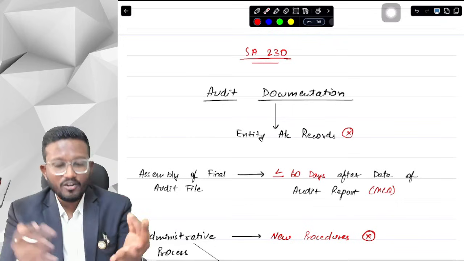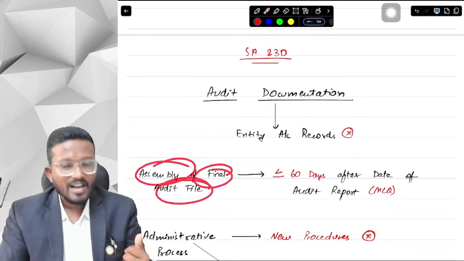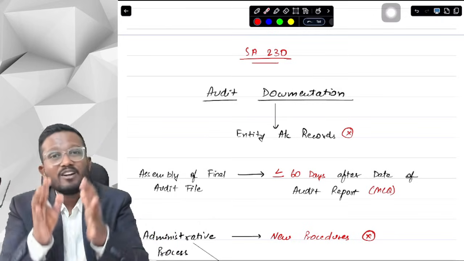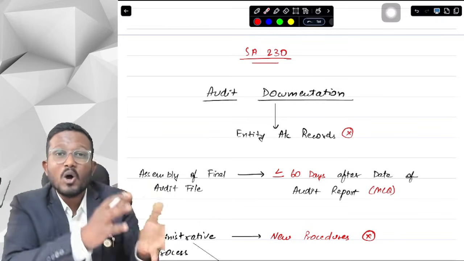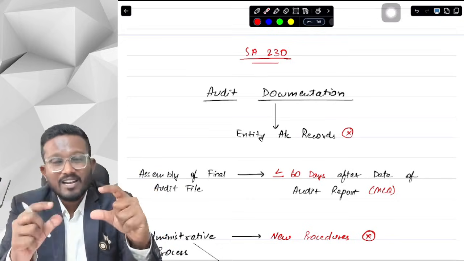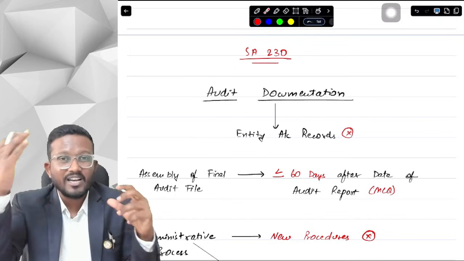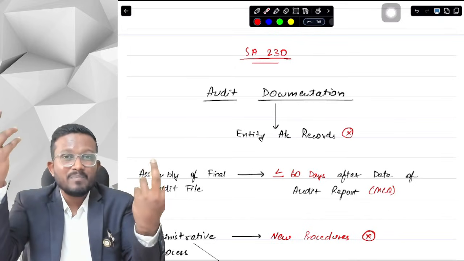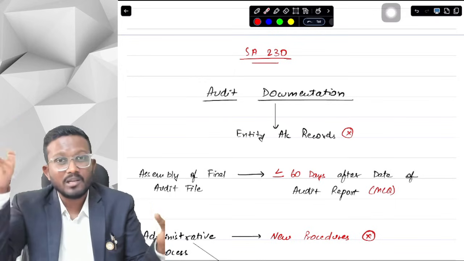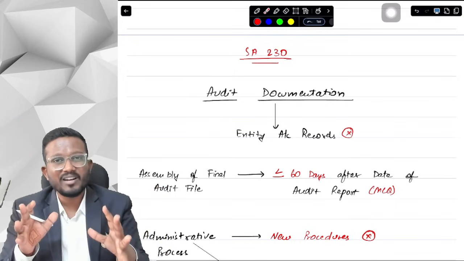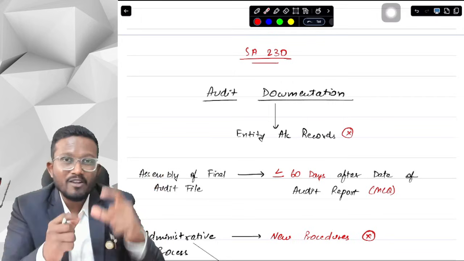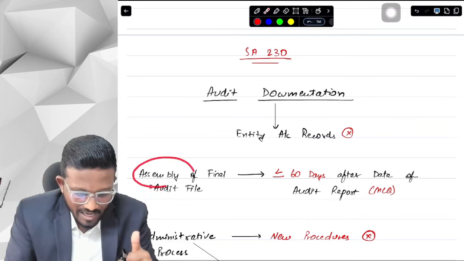Now there is a process of assembly of the final audit file. Obviously, every member of the team prepares audit documentation. Now at the end of the audit, we have to assemble all the audit documentation prepared by different team members in a final audit file for our future reference. Obviously, we cannot rely on finding people after 2 to 3 years when we want to review the quality of the audit. Just after the audit, we should ask for the documentation from each team member and prepare a final audit file. This is called assembly of the final audit file.